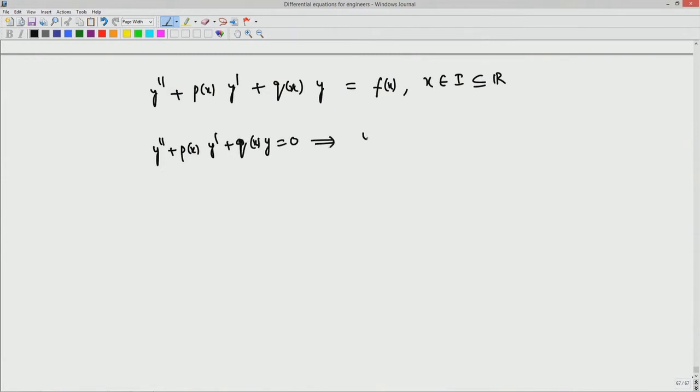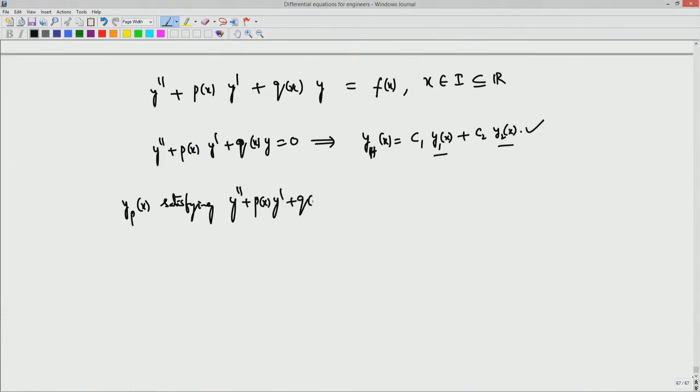This will have the solution yh of x as c1 y1(x) plus c2 y2(x). Assume that I can find this y1 and y2 as two linearly independent solutions. If I know one solution you can find the other like that, or if you are in a specific form, you can find your own y1 and y2, so that you have a general solution for this homogeneous equation. Now how do I find a particular solution yp of x satisfying y double dash plus p(x) y dash plus q(x) y equal to f(x), the given equation? How do I get this yp?